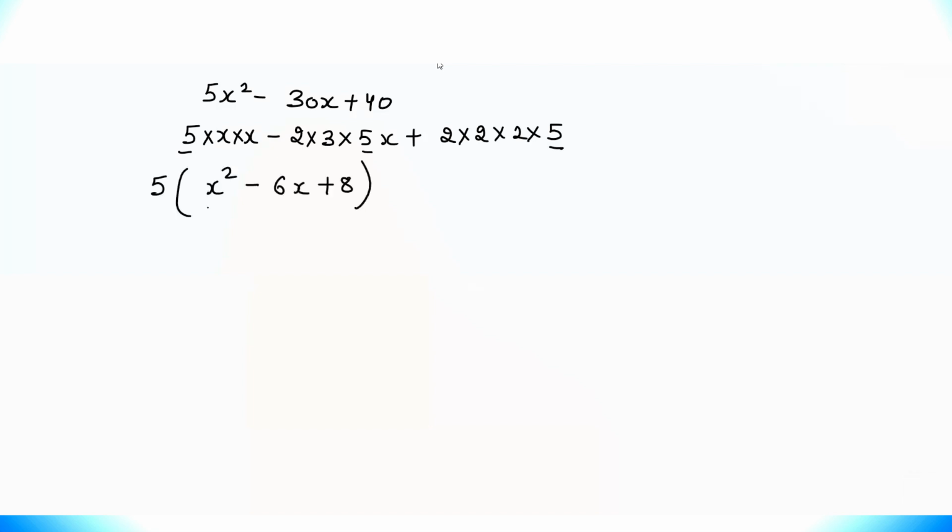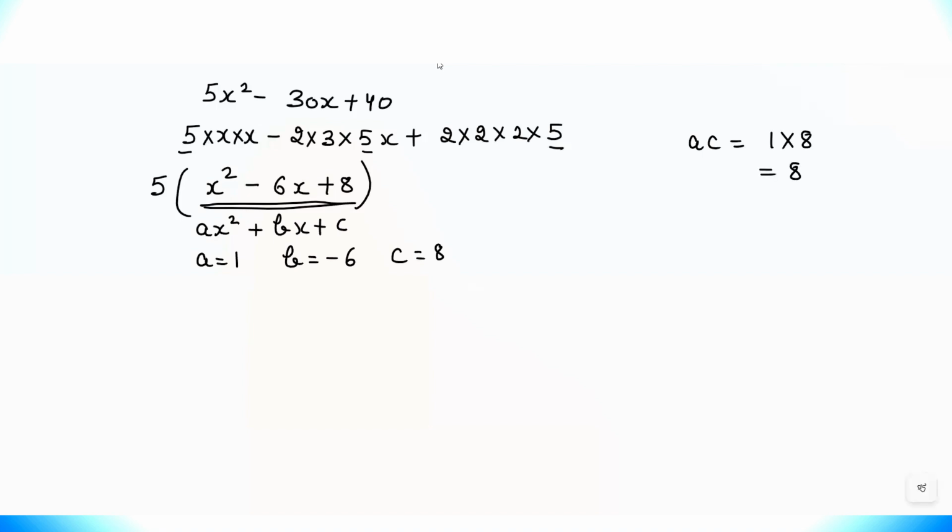Now we have to factorize this equation which is between. So if I compare this equation with ax square plus bx plus c, the value of a is equal to 1, the value of b is equal to minus 6, and the value of c is equal to 8. So that means AC is equal to 1 into 8, which is equal to 8. I have to make the factors of 8. So 8 can be written as 8 into 1. It can be written as 4 into 2.